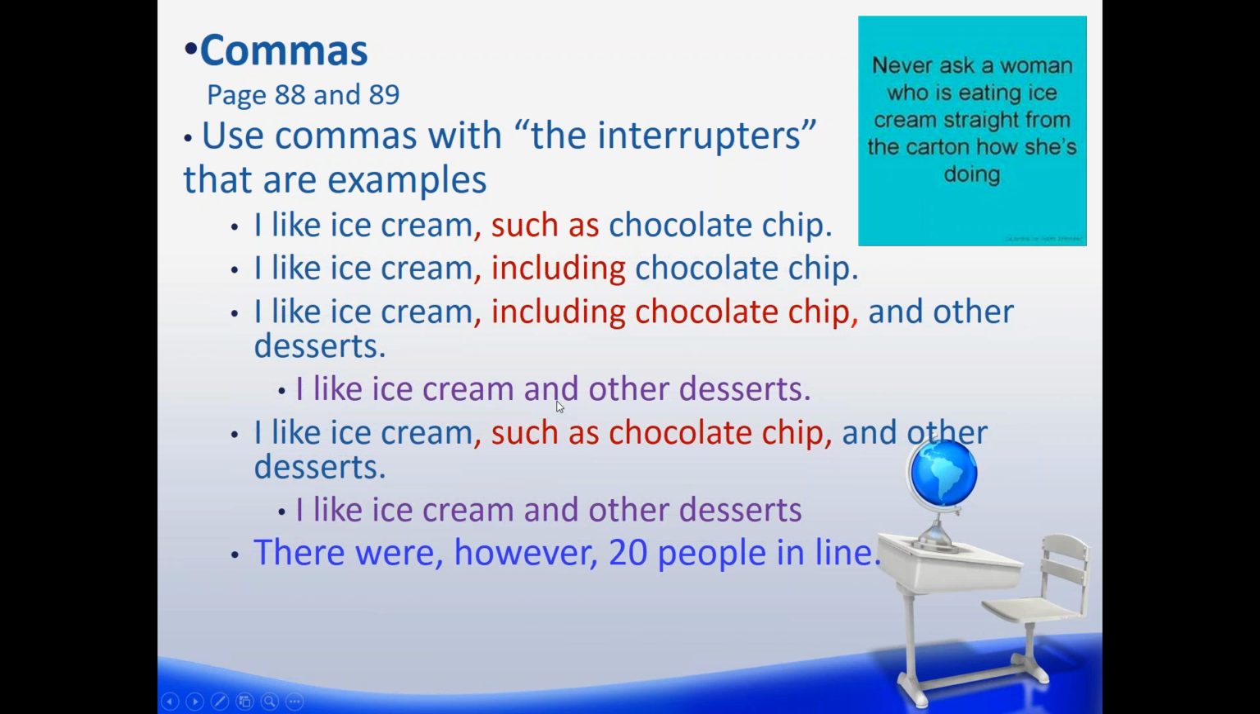Otherwise, I would say, "I like ice cream and other desserts," but now I'm giving you some extra information there, so I'm giving an example. "However" is another interrupter phrase. So with "however," the use of the commas is when you do not have complete sentences on either side. So in this case, I don't have a complete sentence on either side of "however," so I'm going to use the commas. Same is true for "therefore" and some other of those transition words.